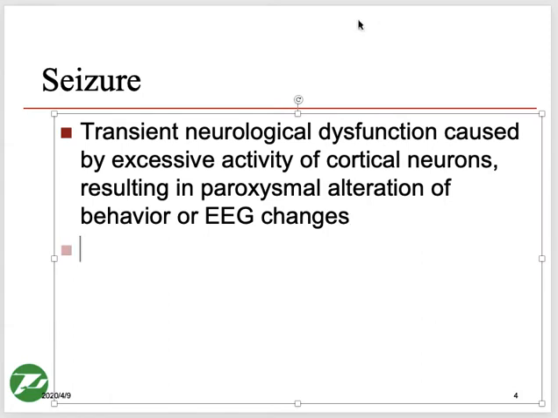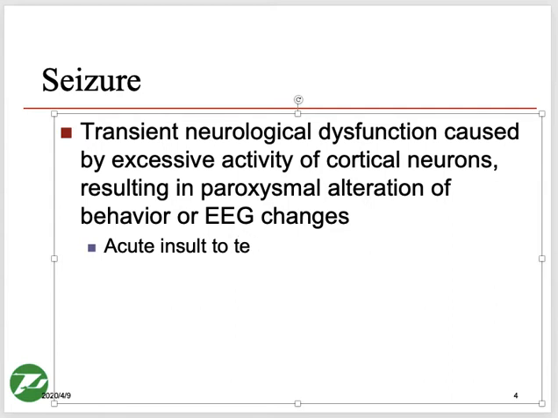Okay, so now we are discussing seizure. You know what is the most common cause of seizure in the human body? It is stroke. Stroke is the most common cause of late onset seizures, the seizures which occur in old age. So the seizures can be a result of acute trauma or insult to the brain.